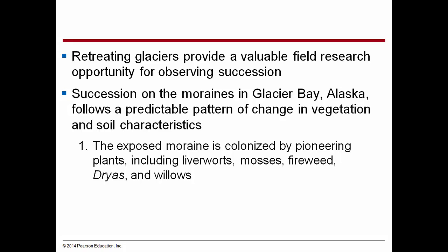Retreating glaciers provide a valuable field research opportunity for observing succession. Succession on the moraines of Glacier Bay, Alaska, follows a predictable pattern of change in vegetation and soil characteristics. The exposed moraine is colonized by pioneering plants including liverworts, mosses, fireweed, dryas, and willows.